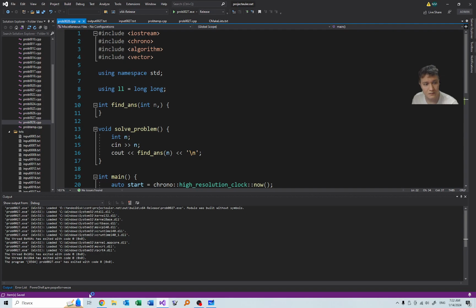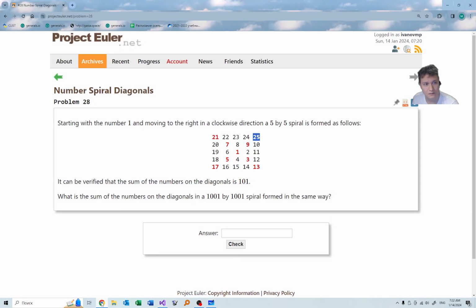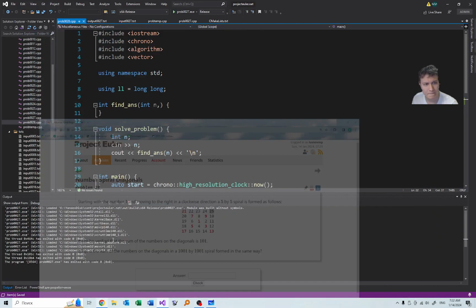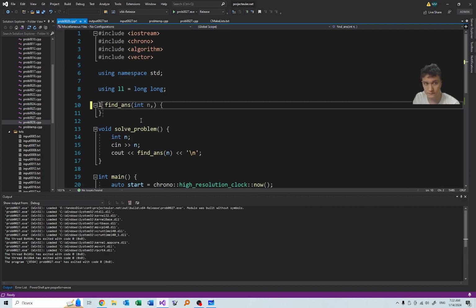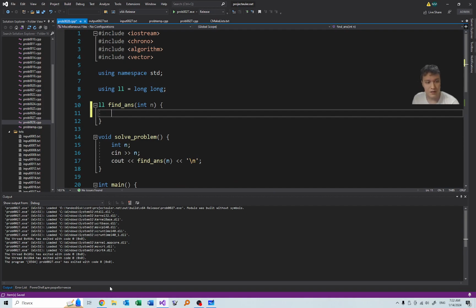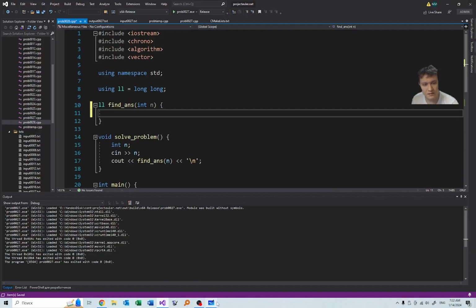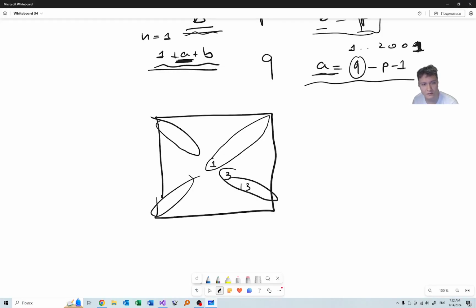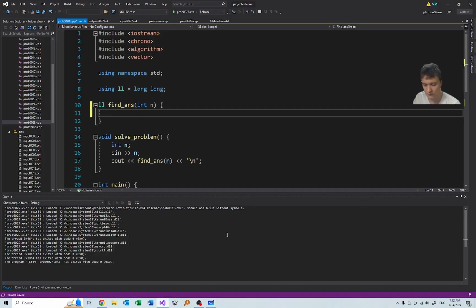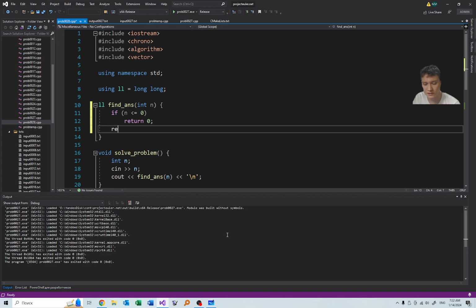Find answer. It seems like it might be long. So how to do that? We simply ask about 4 sums. Like we have 1. So if n is at most 1, we return 0. Otherwise, we return 1 plus something.